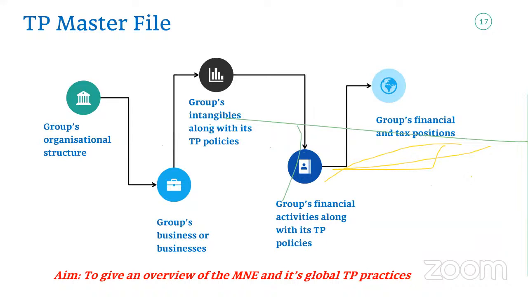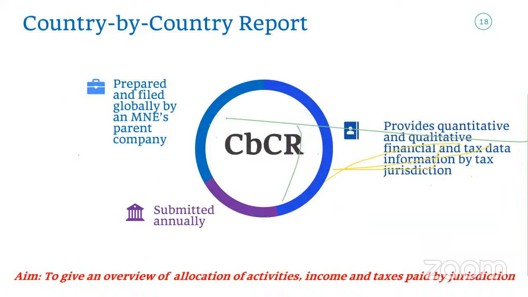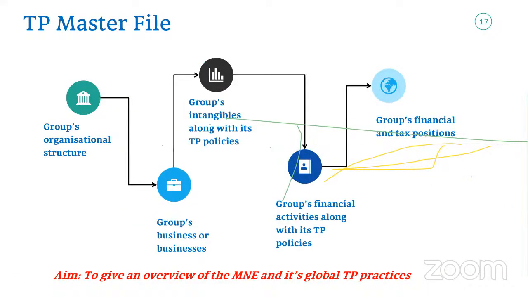Then we'll look at the master file, the TP master file. What are the things that are expected to be in the TP master file? You have the group organizational structure, the group's intangibles along with its TP policies. You have the group's businesses. Then you have the group's financial activities along with its TP policies. Those are the things that are supposed to be in the master file. And again, I need to let us know that the TP master file is not to be prepared by the subsidiary, the local entity. The master file will be prepared by the parent company, and the parent company will share that with the local subsidiary. So it's not the responsibility of the subsidiary to prepare.